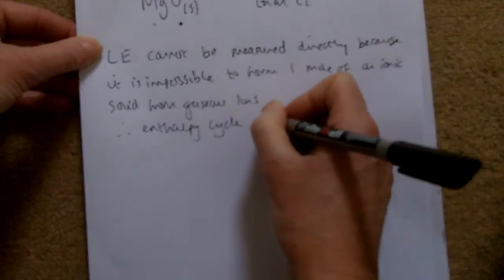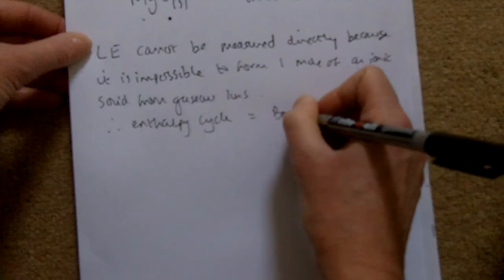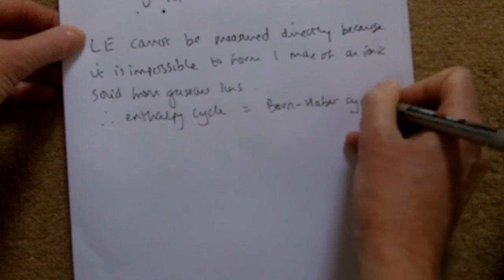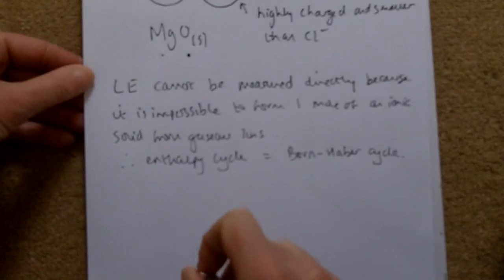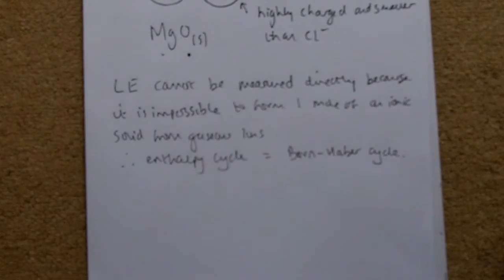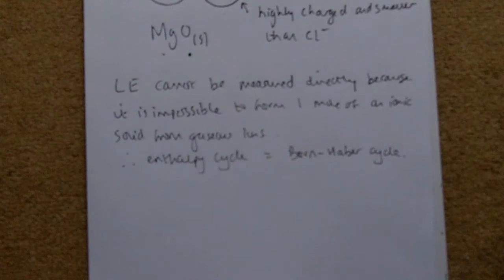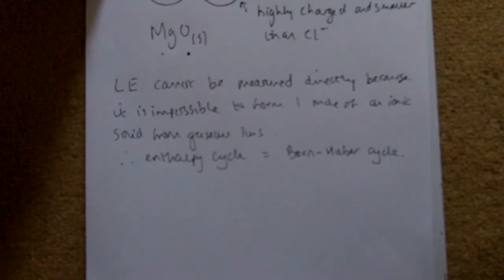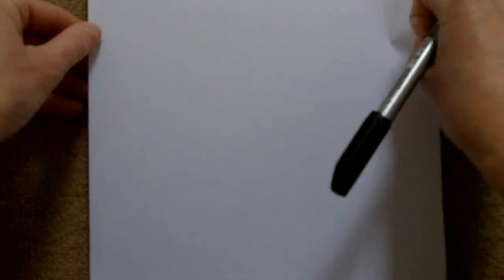Okay, and the enthalpy cycle is quite specific. It's called a Born-Haber cycle to determine lattice enthalpy. Okay, so I'm going to show you how to draw a Born-Haber cycle. Okay, you need a big piece of paper. All right, so let's do magnesium chloride. Okay, so a Born-Haber cycle.